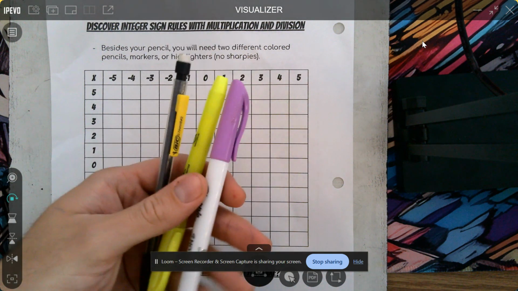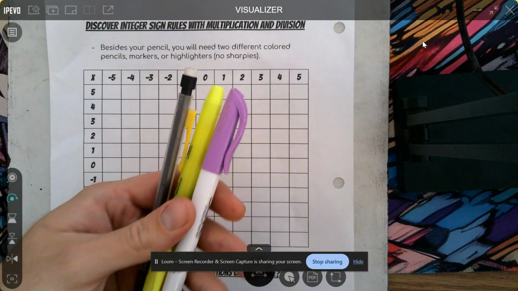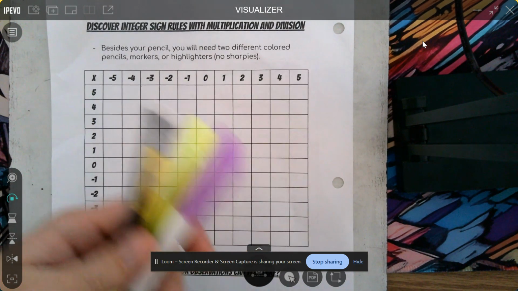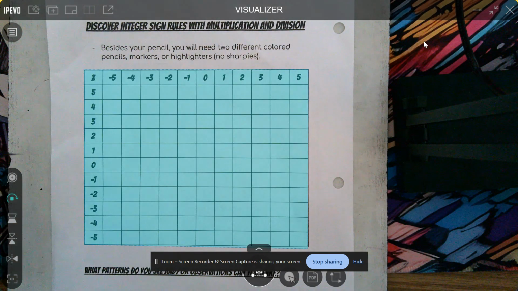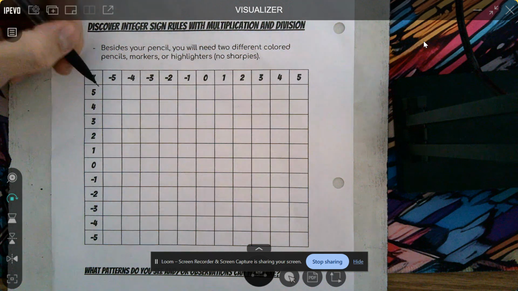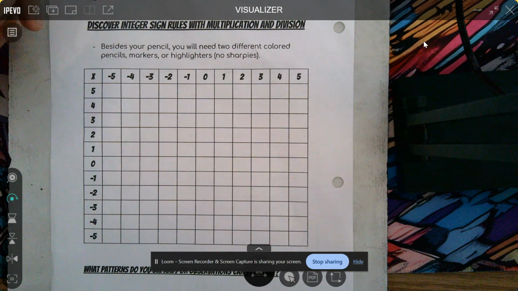I don't care if they're markers or colored pencils. Colored pencils might work better. So if you need to borrow some, make sure you just go and grab some from the student corner. Okay, here we go. Let's begin. So I know you all know how a multiplication chart works. So we're just going to be filling in the answers to this chart.